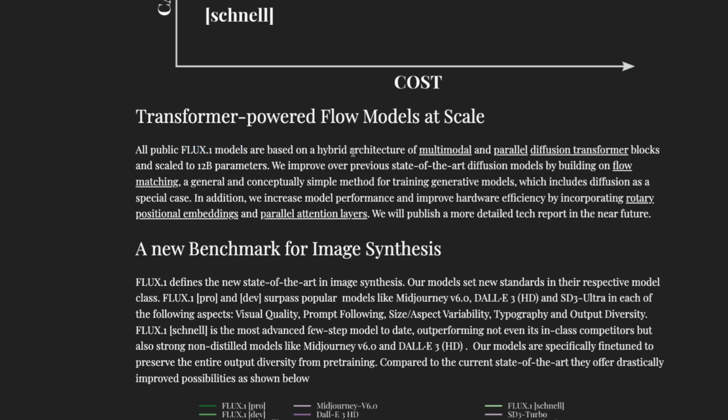FLUX One models are based on a hybrid architecture of multimodal and parallel diffusion transformer blocks, scaled up to 12 billion parameters. They're saying that they improve on their previous state-of-the-art diffusion models by building on flow matching, a general and conceptually similar method for training generative models, which includes diffusion as a special case. In addition, they increase model performance and improve hardware efficiency by incorporating RoPE. This is a popular technique with large language models; in LLMs, we use RoPE to increase the context window. And here also they are using RoPE and parallel attention layers.